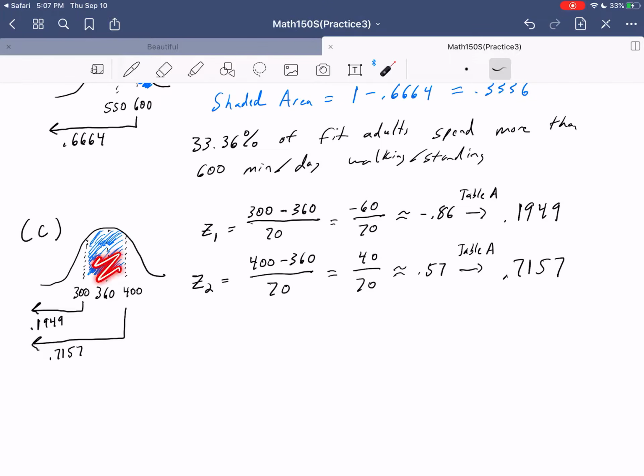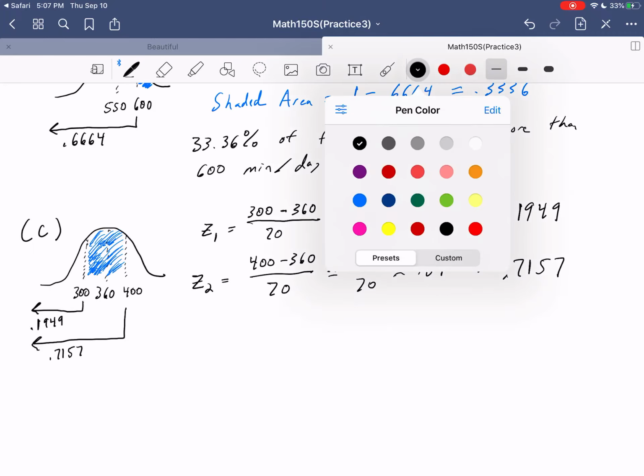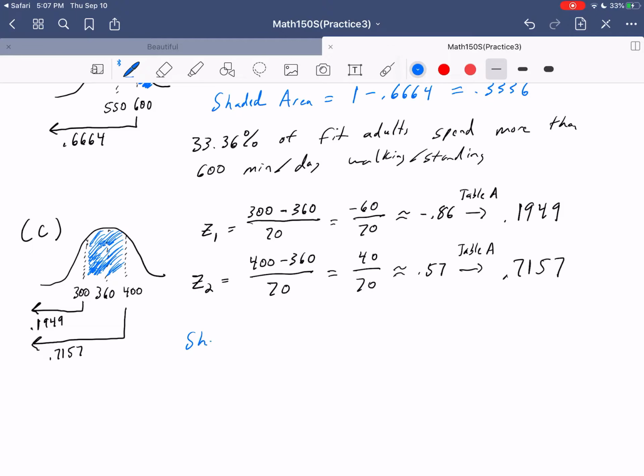How do we find the stuff in between? Well, if we take this and we remove this, then we'll just get the stuff in between. So in this case, we can say that the shaded area is going to be 0.7157 minus 0.1949. If we do that, looks like we should get 0.5208.